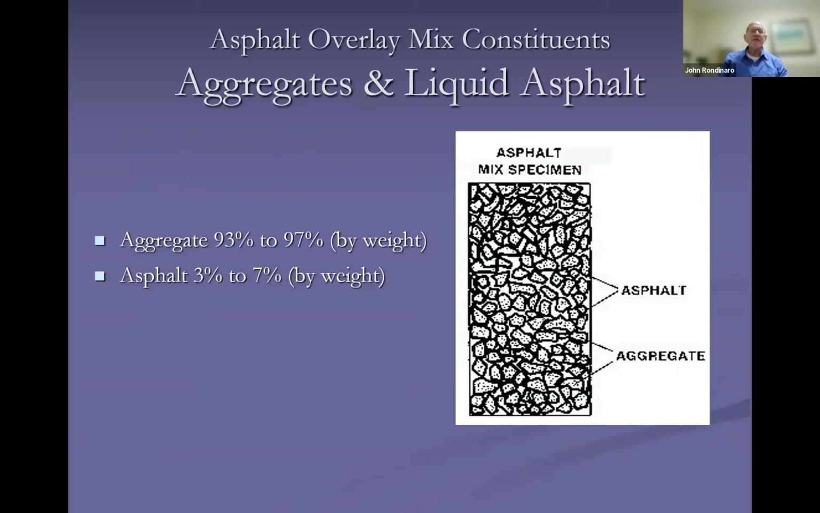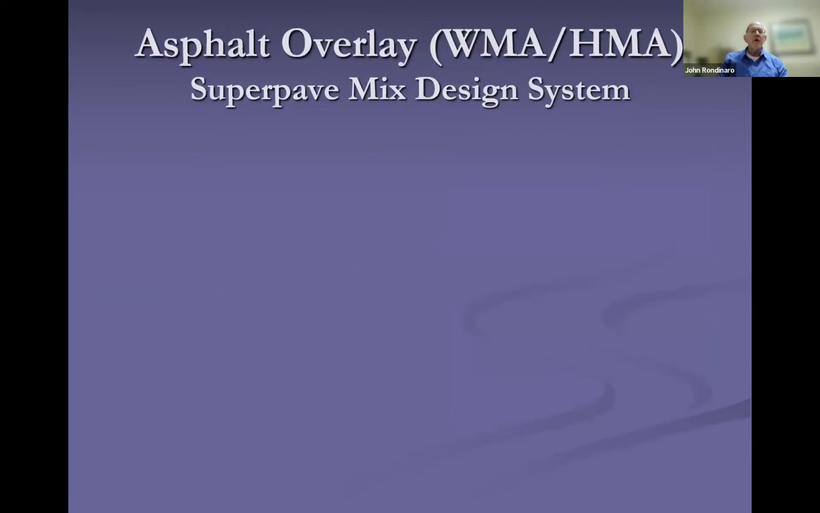Aggregates are 93 to 97% by weight, and asphalt is 3 to 7% by weight. So really the answer is, if you said 7, I'm going to count that as 10. And then we also need to remember, even though it doesn't weigh anything, by volume, you've also got air voids, 2 to 4%. But that's what makes up blacktop.